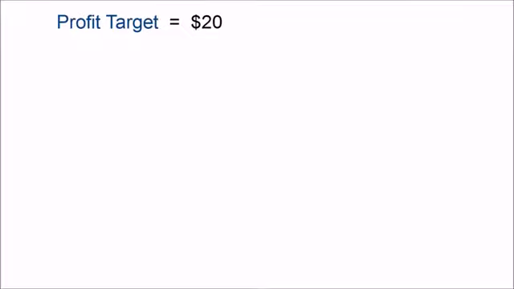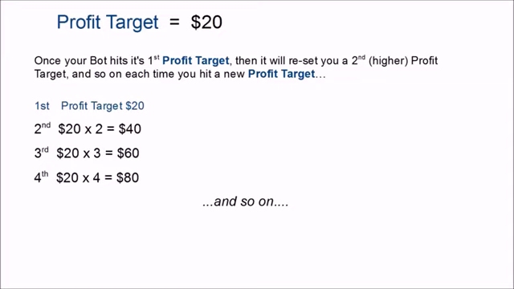So let's work with a profit target of $20 as our example. Once your bot hits its first profit target, in this case $20, it will then reset a second, much higher profit target, and it will continue to do that each time you hit the new higher profit targets. So for example, once your bot hits $20, it will then reset you a second profit target, which will be 2 times your original profit target. So in this case it would be $40.